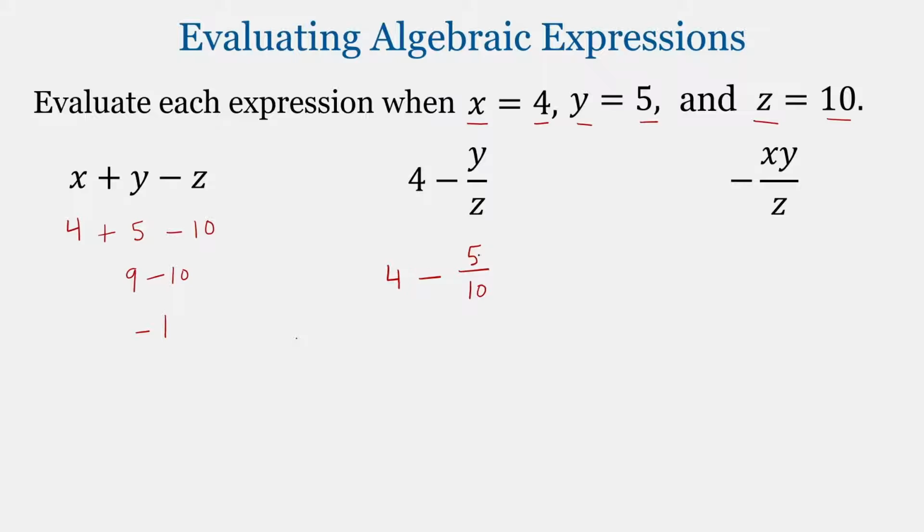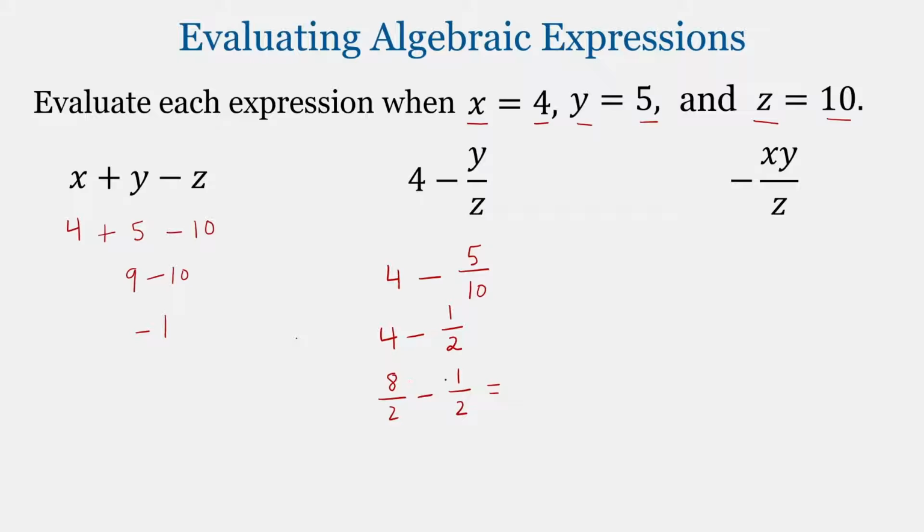Let's start with simplifying this fraction. They both contain the factor 5, so this is 5 times 1 in the numerator, and 5 times 2 in the denominator, so we can cancel out those 5's. So that's going to leave us with 4 minus 1 over 2. We simplified down that fraction. So we need a common denominator. In this case, the common denominator will be 2. So that will be 8 over 2 minus 1/2.